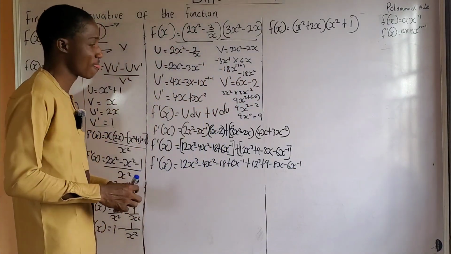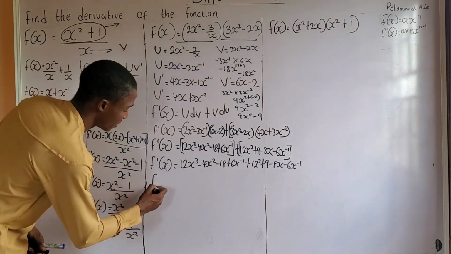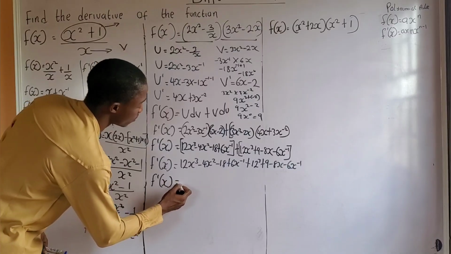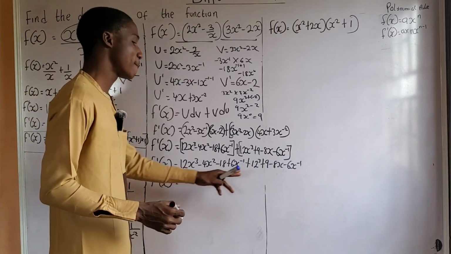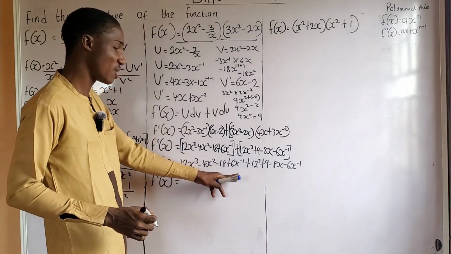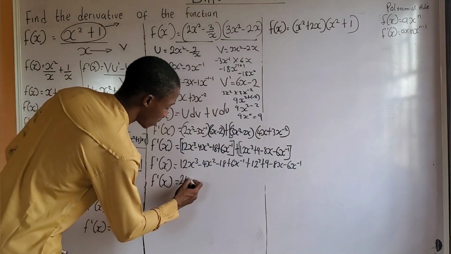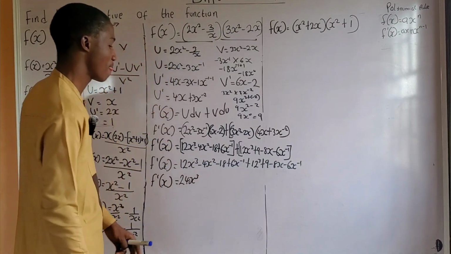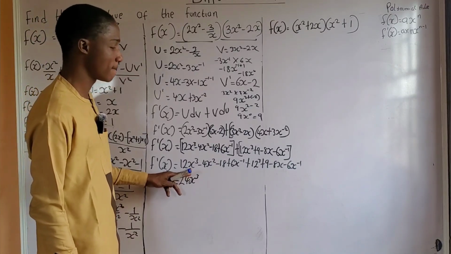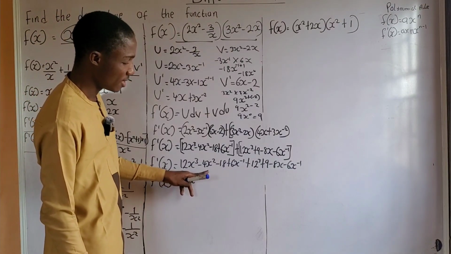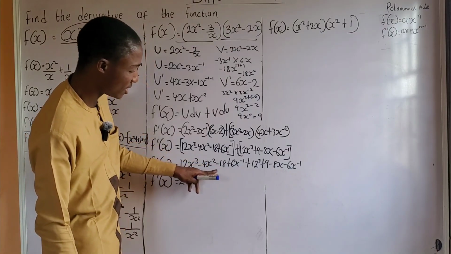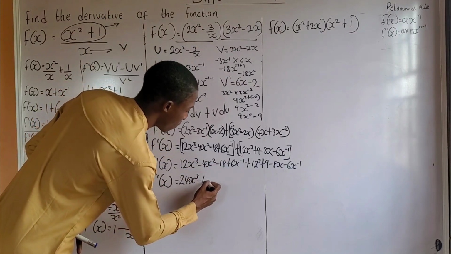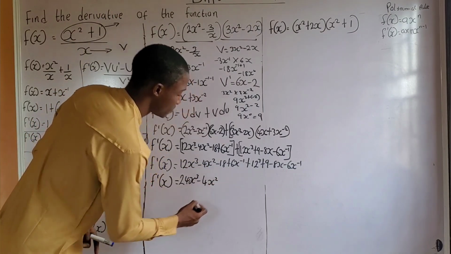Are you getting it? Okay. Derivative of f of x will be equal to, now let us collect like terms. I'm going to have 12x to the power of 3 plus 12x to the power of 3. What are you going to have? That is 24x to the power of 3. Okay. Negative 4x squared. Is there any other? Okay, there is not. So just put it minus 4x to the power of 2.